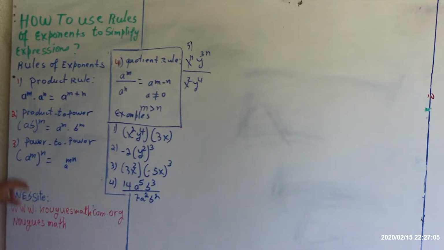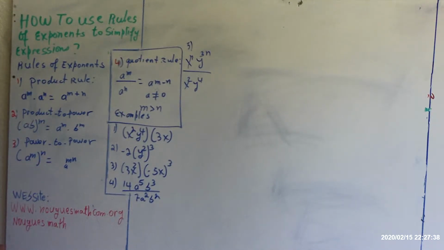Product to power: you have a product, that means a multiplication, and then we have a power raised to a power. That means you have a to the power m times b to the power m. You see, the bases are not the same, so we call it product to power. And we also have power to power. Power to power, and you have two powers, that means a power raised to another power. We call it power to power.